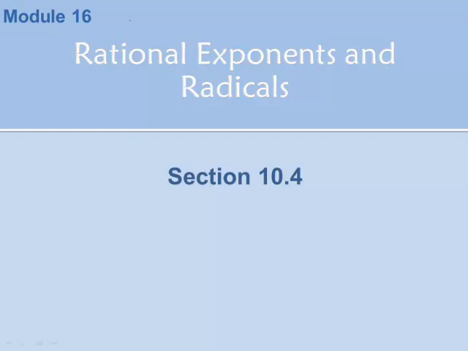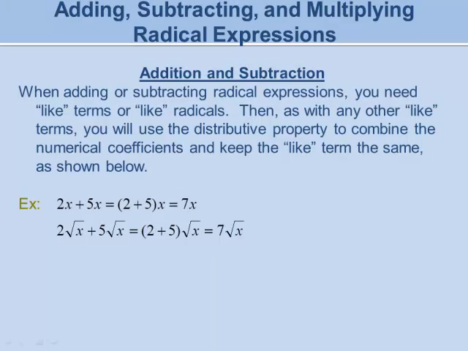Section 10.4. In this section, we're going to look at adding, subtracting, and multiplying radical expressions, starting with addition and subtraction. When adding or subtracting radical expressions, you need like terms or like radicals. Then, as with any other like terms, you will use the distributive property to combine the numerical coefficients and keep the like term the same, as shown below.